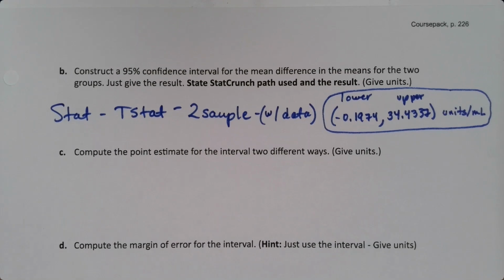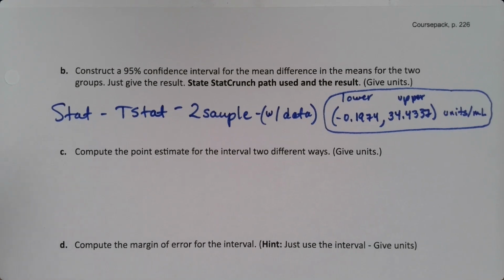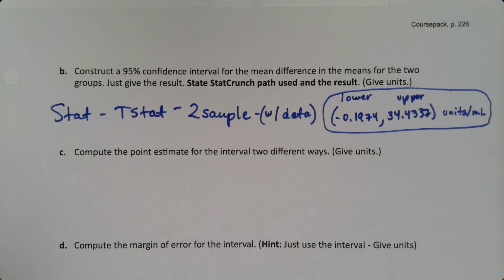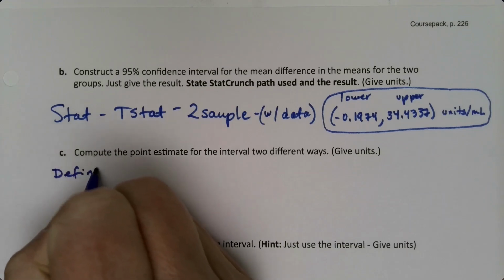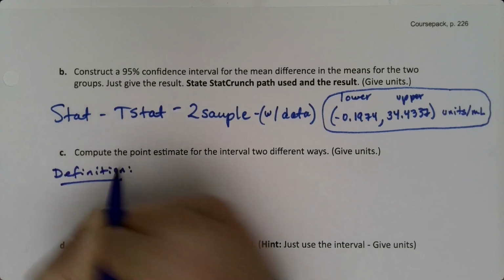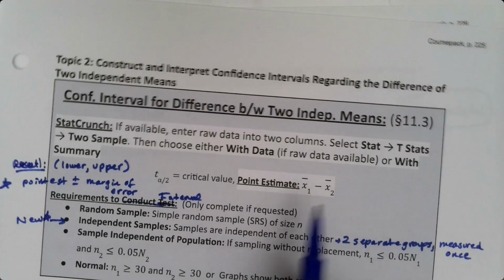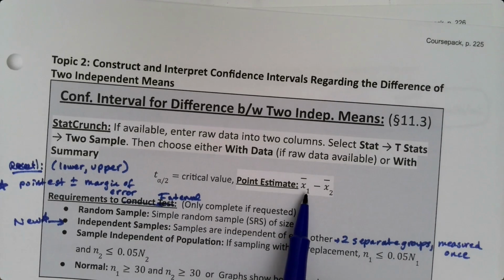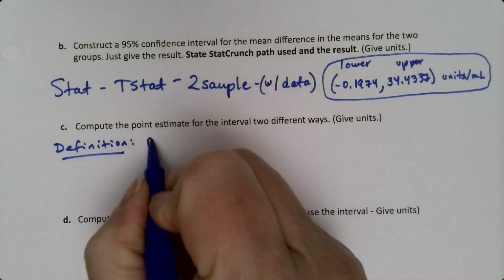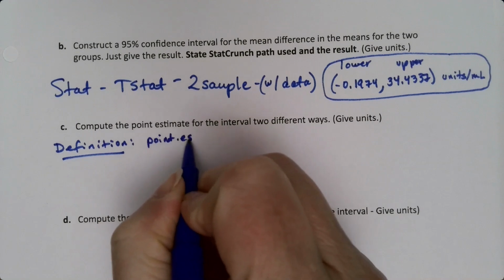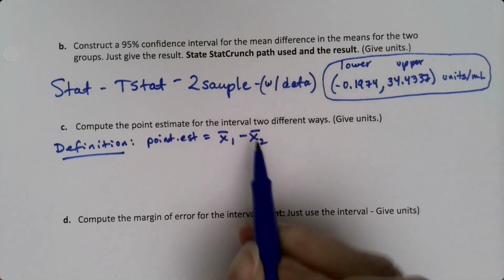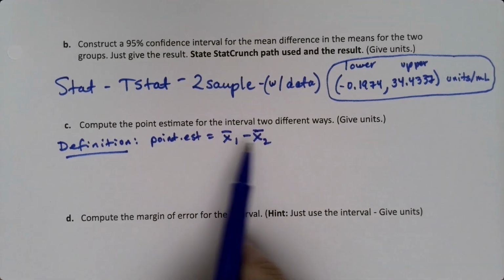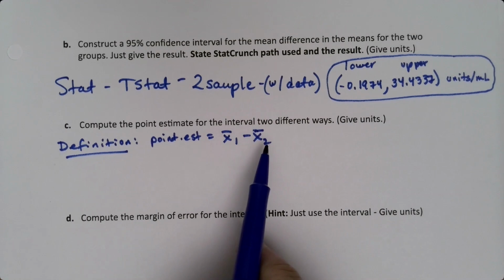Now, for the next piece, they want us to compute the point estimate using two different methods. Well, there is the definition, which was on the previous page in the gray box. It tells us that the point estimate is x bar 1 minus x bar 2. So we just need to find the means of our two groups, our tea group and our coffee group.